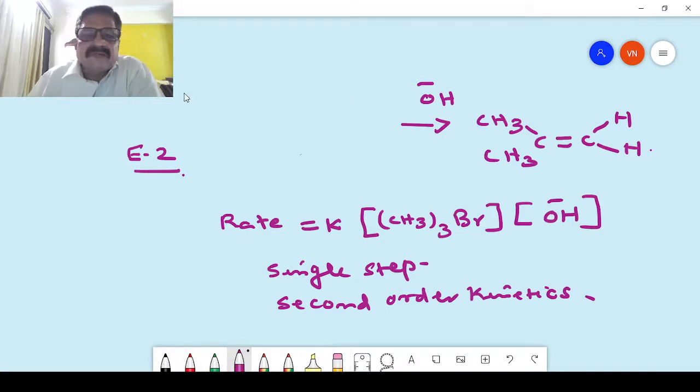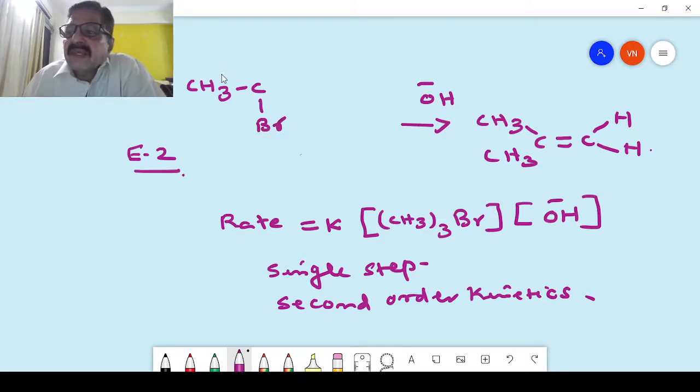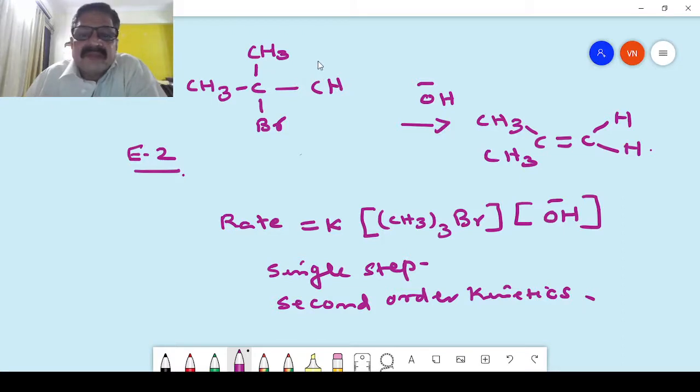So CH3, then we have CBr. This is the alpha carbon here. Correct? Alpha carbon means the carbon to which the leaving group is bonded. Then we have the CH3 here, CH2. Then there is a hydrogen here, CH3 here. Okay, so this is the beta carbon and this is the alpha. This is alpha, this is beta here.